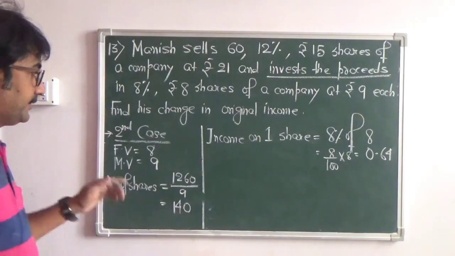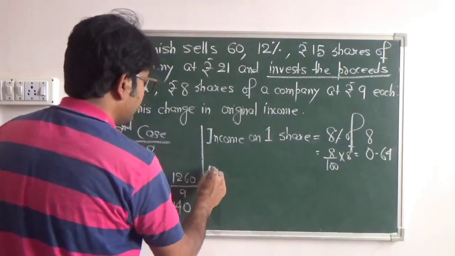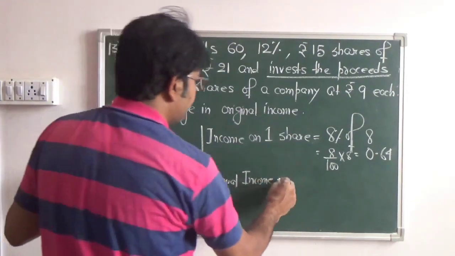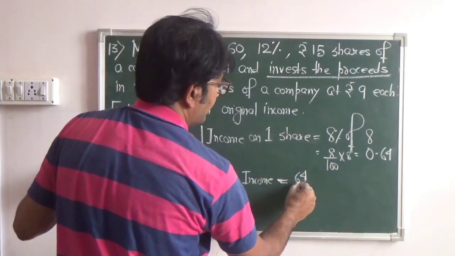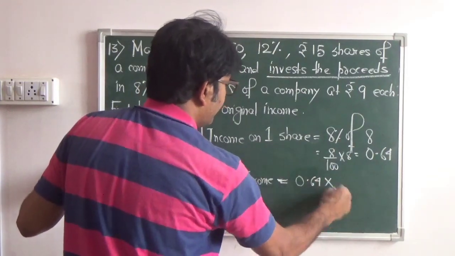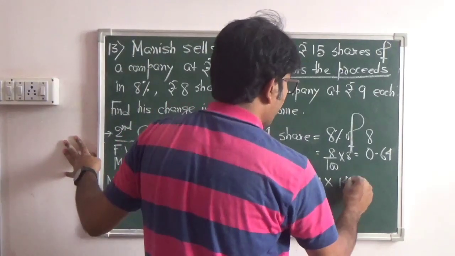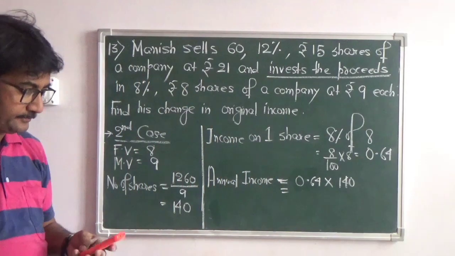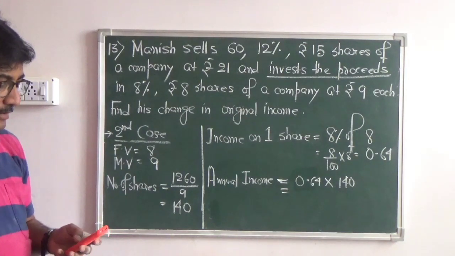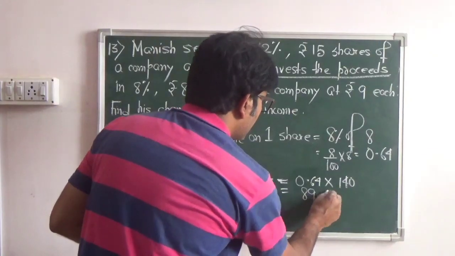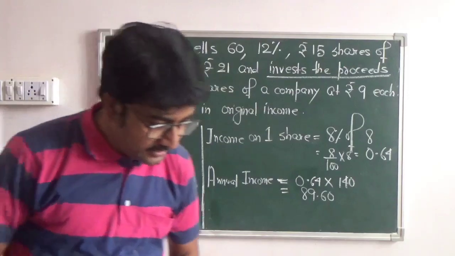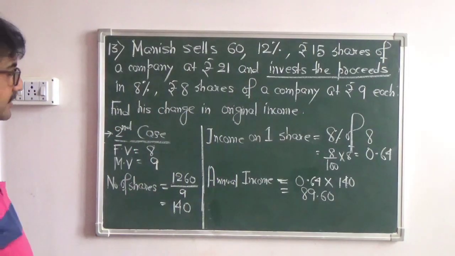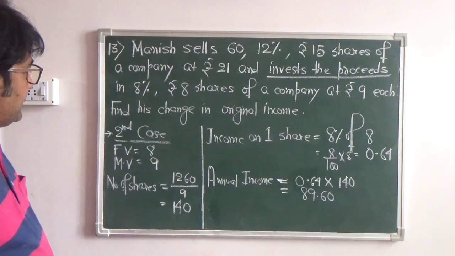Then let us find the income on 140 shares, or you can write annual income. Income on one share, that is 0.64, into total number of shares, which is 140. So this is 89.60. I think, are you doing okay? The income on one share is 8% of rupees, face value is 8.